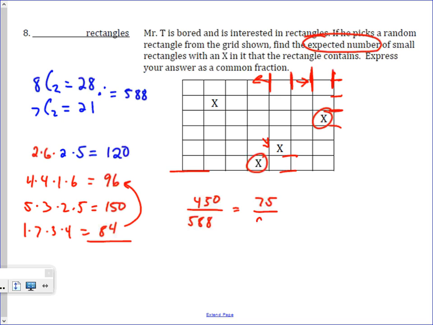That is simplified. And so the number of x's expected in any one rectangle from this grid is actually less than 1 and is 75 over 98. Certainly some of them would include 4, but it's a very small number that would actually include 4. And so instead, there are quite a few more that would include none in the different rectangles. So 75 over 98 is the correct answer for that problem.